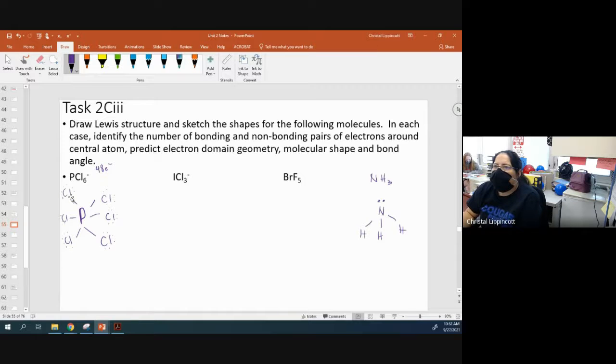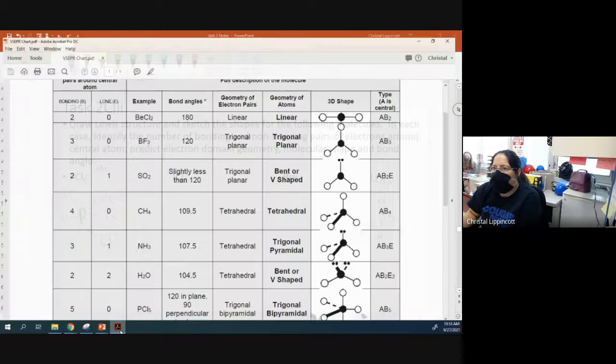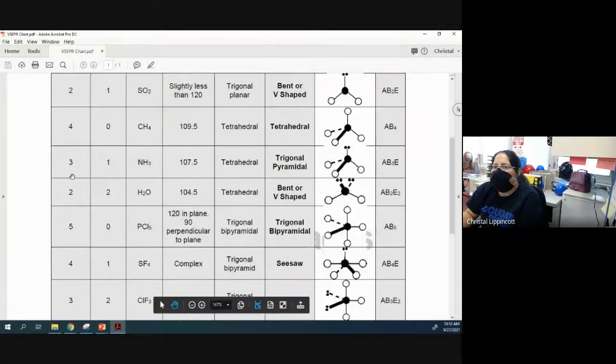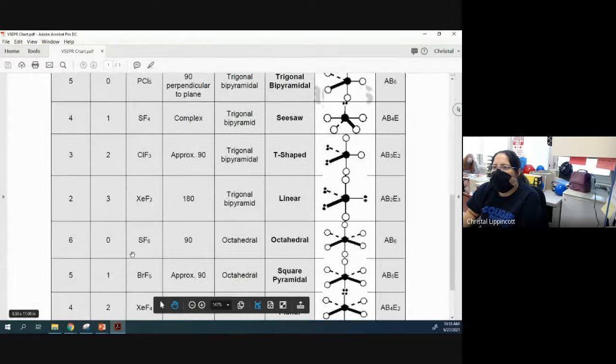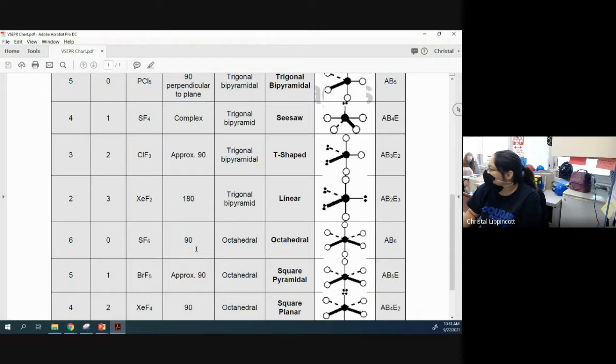Okay, we have 6 atoms bonded to the central atom and no lone pairs of electrons. So bonding, we're going to go to 6 and 0, and our shape is octahedral, and that angle is going to be 90 degrees. Okay, good. Ask me questions.